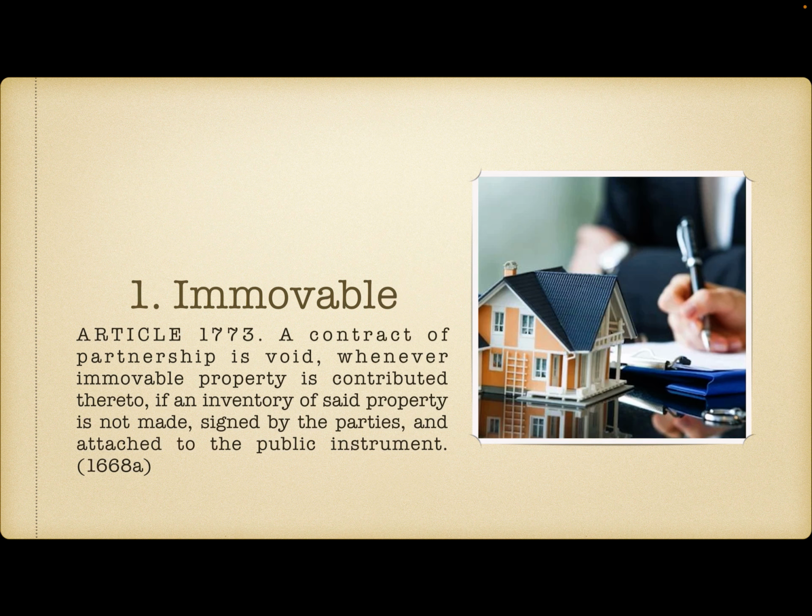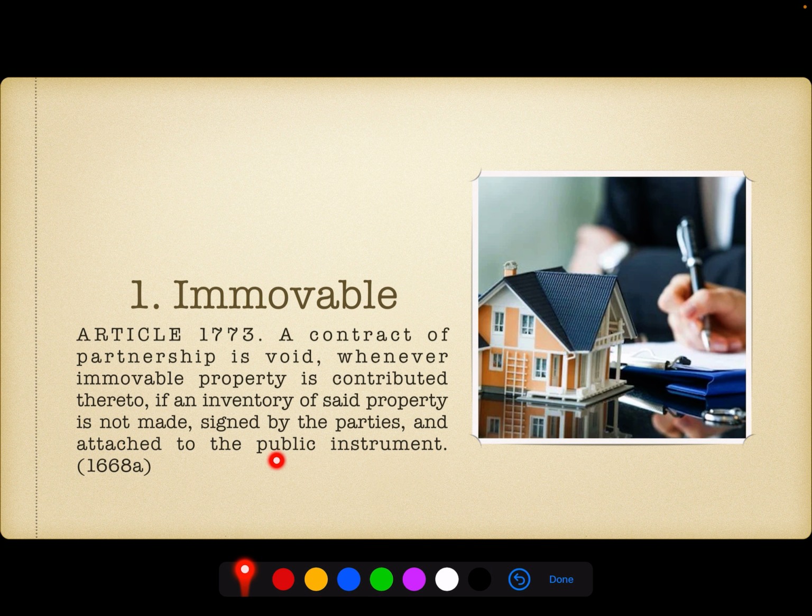The first one is when it comes to immovable or real property. Under Article 1773, a contract of partnership is void whenever immovable property is contributed thereto if an inventory of said property is not made, signed by the parties, and attached to the public instrument. So, under 1773, there are two requirements. A, that it must be in a public instrument, and B, that the inventory is made and signed by the parties and attached to the public instrument.